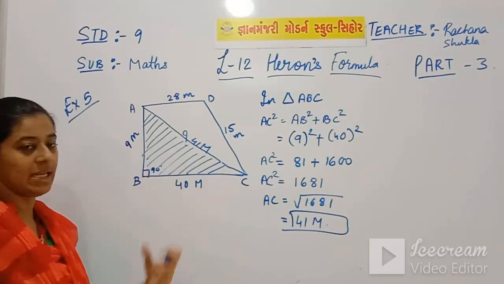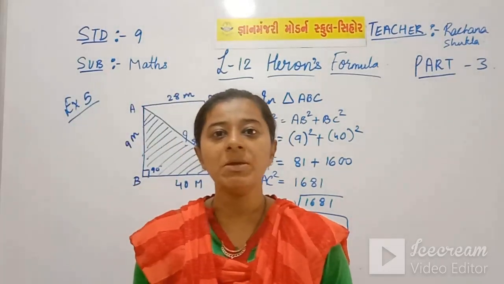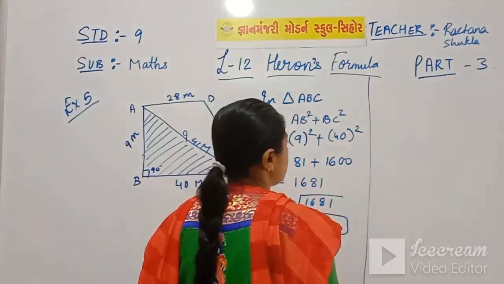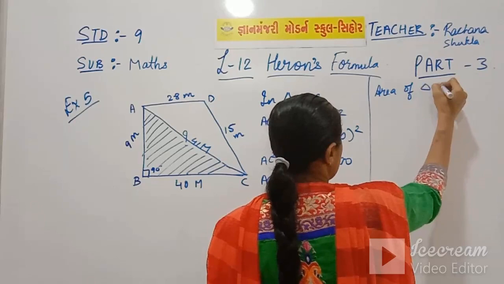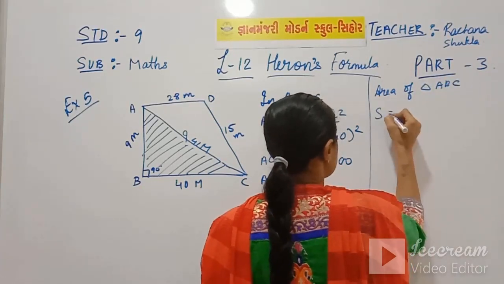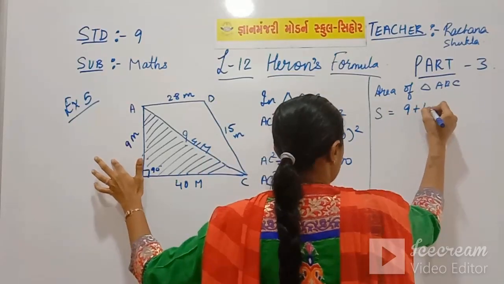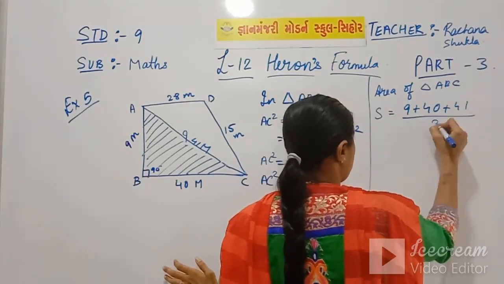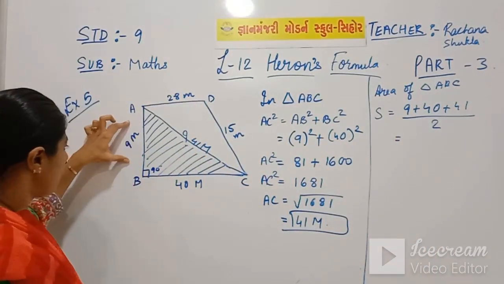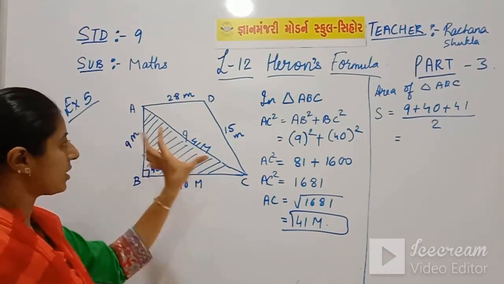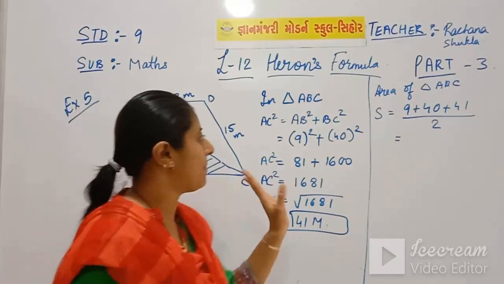First, finding out the area of ABC. For that, you will need S, that is the semi-perimeter. So, area of triangle ABC, S equal to 9 plus 40 plus 41 upon 2. How 9 plus 40 plus 41? Because 9 plus 40 plus 41 upon 2, by this way you will get the semi-perimeter.